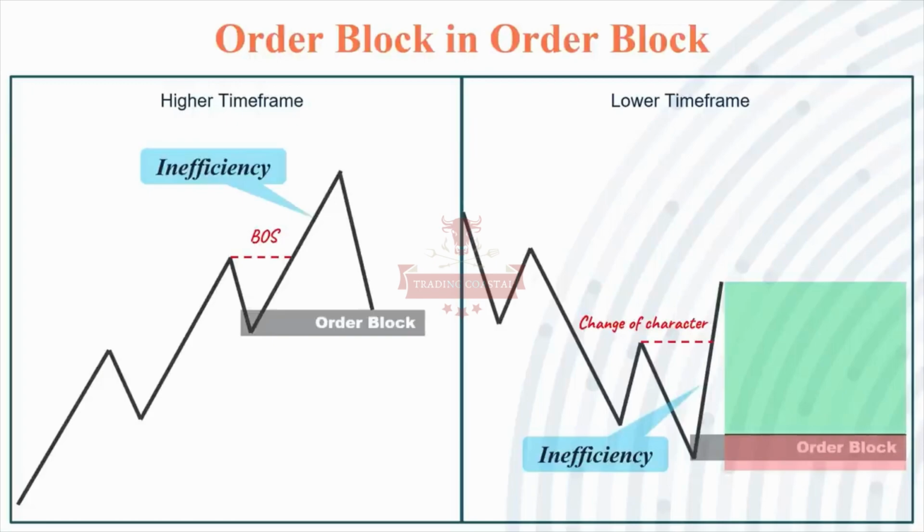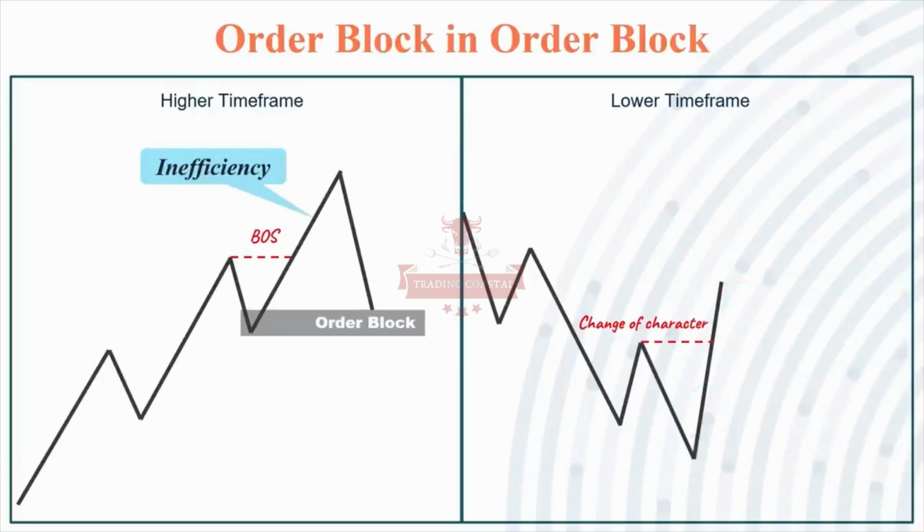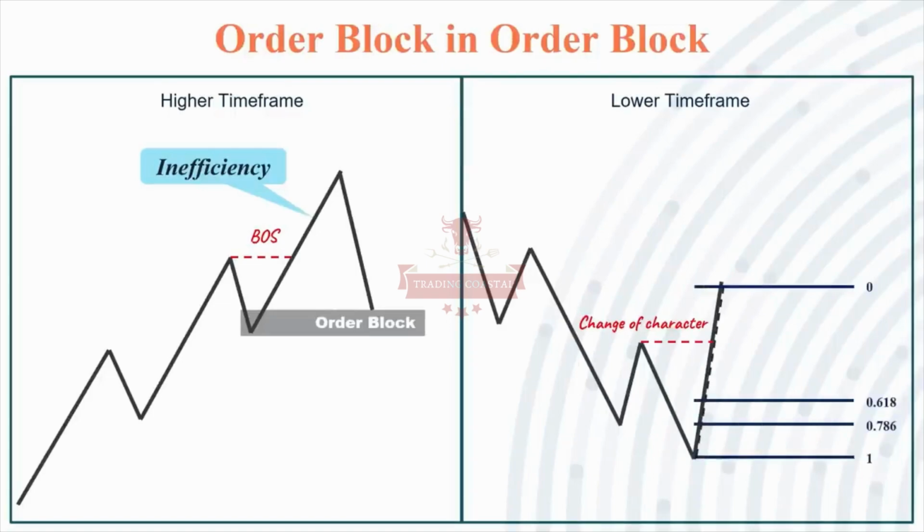In the second scenario, the change of character move creates no inefficiency and no order block. In this case, we enter the market with the aid of Fibonacci retracement levels. We will put the retracement tool from the start of the change of character to the end, and place our buy position precisely in the middle of the 618 and 786 retracement levels. This trading strategy is not limited to any time frames, but remember, your entry time frame must be 2 times lower than your higher time frame.